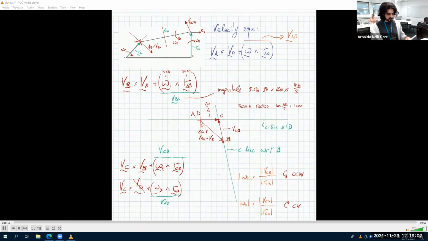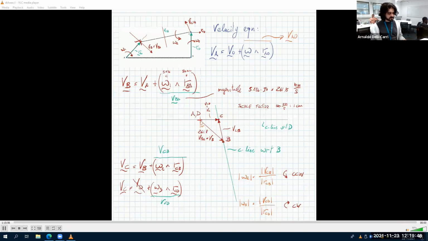It is exactly the same way. So you have to look at the part of the equation that contains omega 2. In this case, VCB is the vector you have to look at. VCB is this vector here, and it is the velocity of C with respect to B. That means the velocity of C as if B was fixed. The velocity of C as if B was fixed is in this direction. And so omega 2 is counterclockwise, because if I fix this and VC is going in this direction, that means omega 2 is counterclockwise.